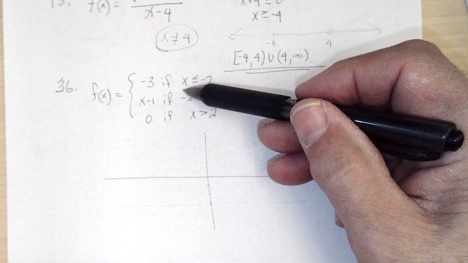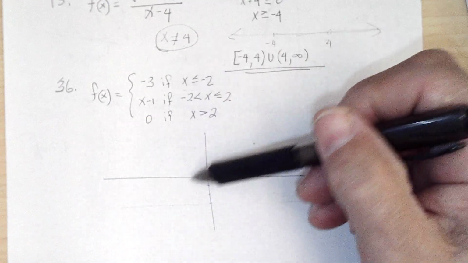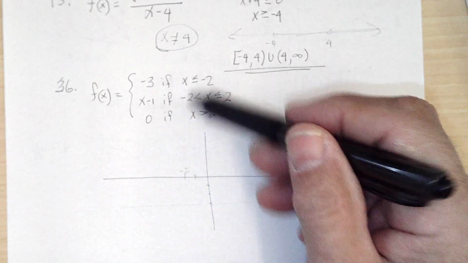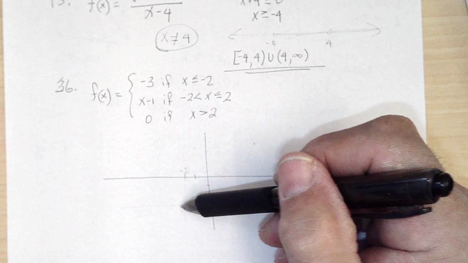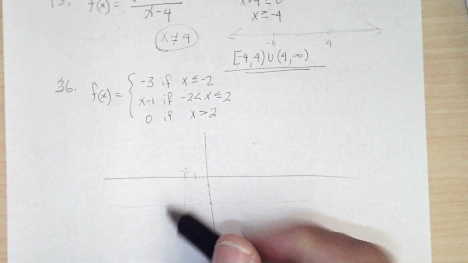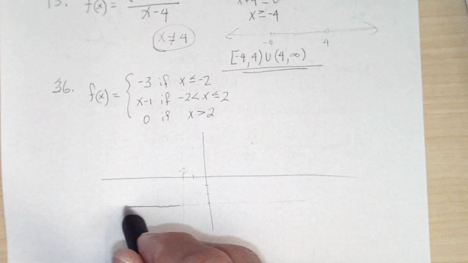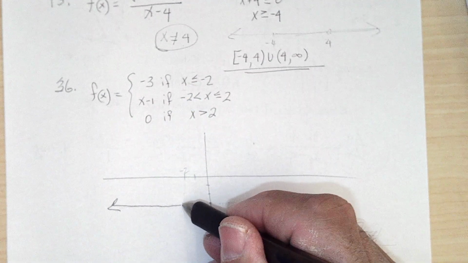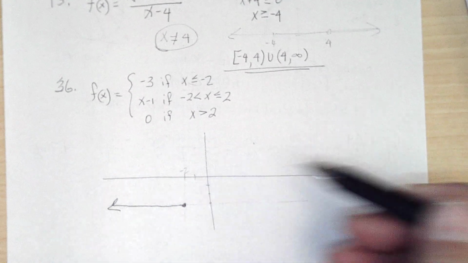The window we get to do this in is from x equal to minus 2, equal to it and less than it. So in this window, what we get is this line, and we get to do the edge, so it's a solid dot there.